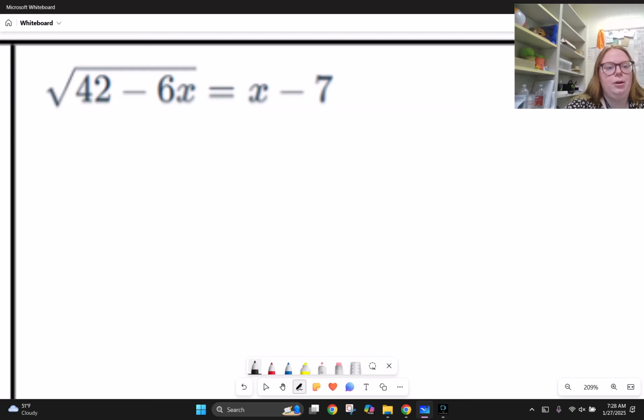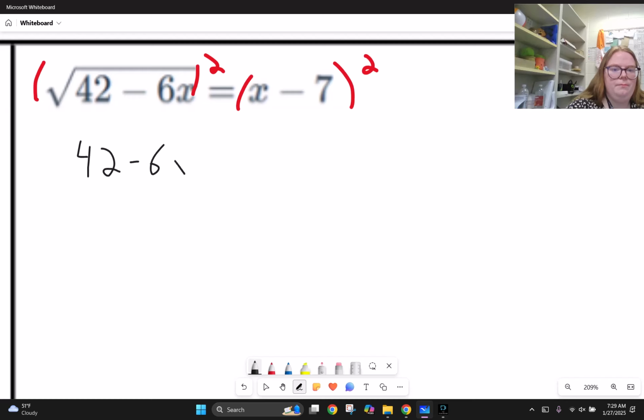Okay, so we've got to get our radical by itself first. That's already the case here, which means I can jump straight into squaring both sides. So square this and square this. So we've got 42 minus 6x equals x minus 7 squared. Again, right now we're not worried about expanding that and changing it to x squared plus 2x minus 1 or whatever have you. We're just going to leave it with the parentheses for now.